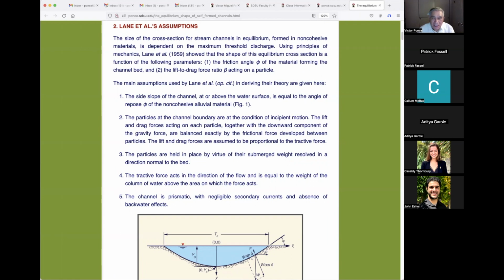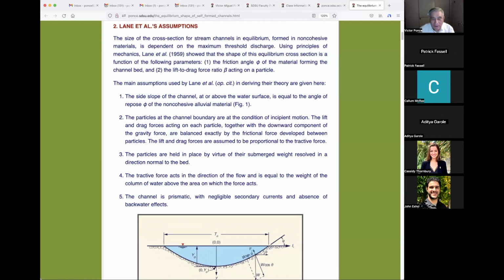It doesn't seem to go above 45 for whatever reason. I have not seen anything above 45. The particles at the channel boundary are at the condition of incipient motion. The lift and drag forces, together with the downward component of the gravity force, are balanced exactly by the frictional force developed between the particles.